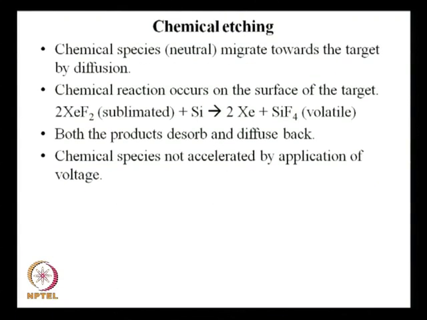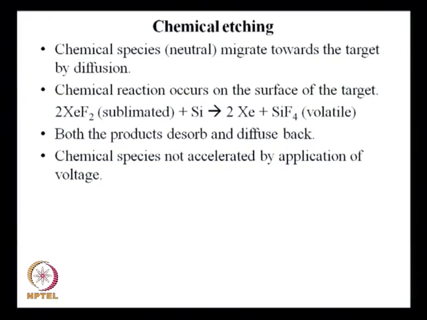The next technique that I have here goes by the name chemical etching. Physical etching is where the ions are bombarded and ions are physically chipping away the silicon from the surface. In chemical etching, a chemical species, which is a neutral species, migrates towards the target by diffusion.